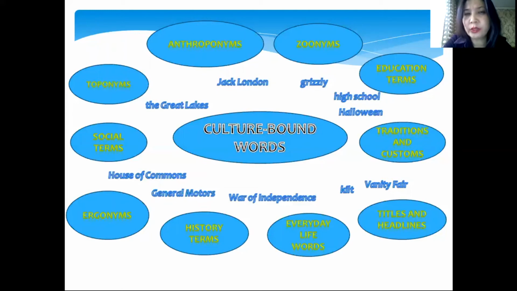So the next group is agonism. Here we say about institutions names or organizations names. For example, United Nations Organization or General Motors or Samsung Electronics. And the last group is social terms. For example, House of Commons, the White House, Akhorda, the Kremlin.